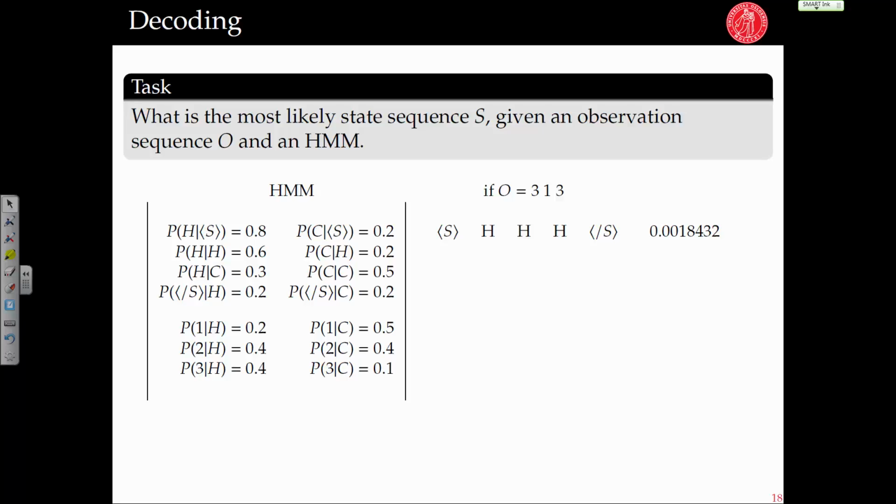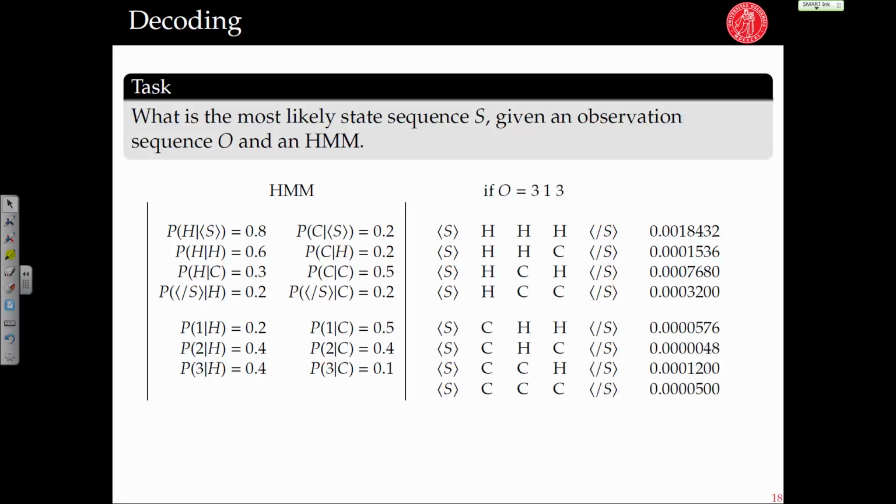Yeah, 6, and it's 2 by 2 by 2, so it's 2 to the power of 3. Sorry, it's 8. Yeah, it's 8 because for each observation you have 2 possibilities, and then 2 for the second choice and 2 for the third choice, and this is 8. So we compute the probability of 8 sequences, and we pick the one that has the highest probability.